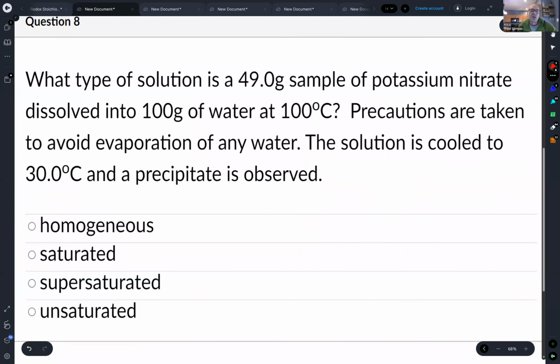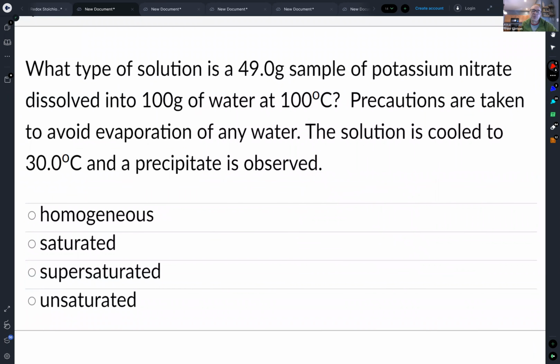And number 8. What type of solution is a 49.0 gram sample of potassium nitrate dissolved into 100 grams of 100-degree water? Precautions are taken to avoid evaporation. The solution is cooled to 30 degrees and a precipitate is observed. So what type of solution is it once I have now got a precipitate in it?